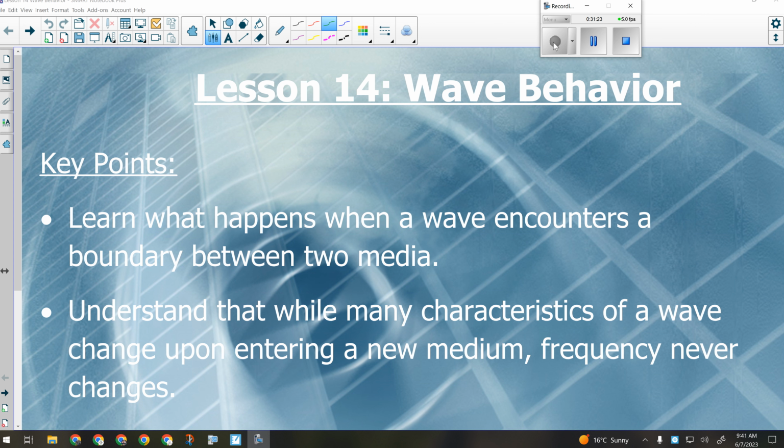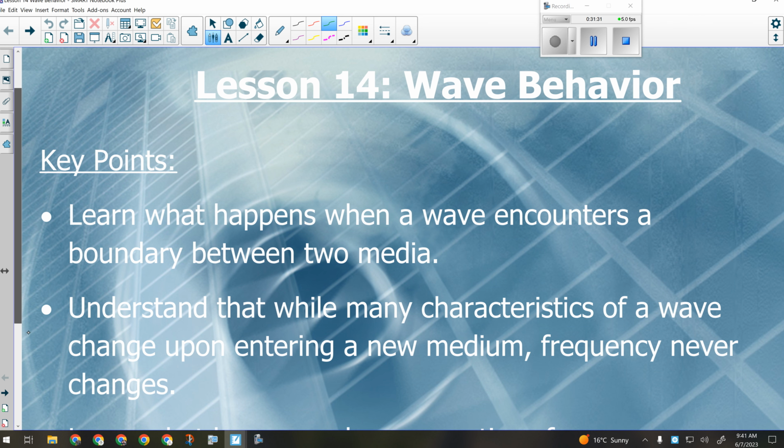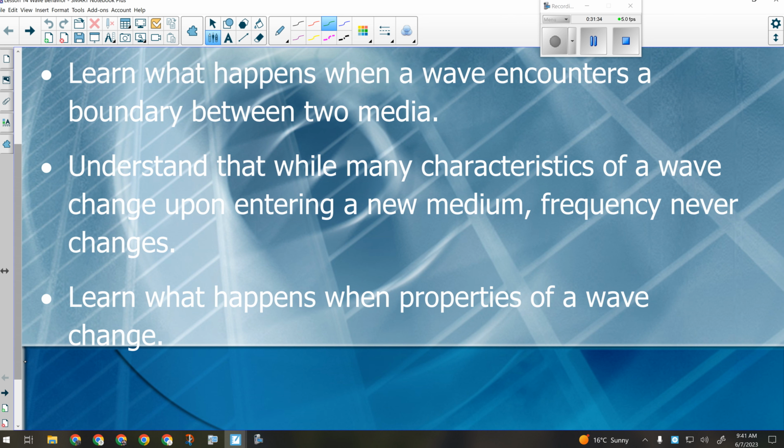So what happens when a wave encounters a boundary? Its wavelength can change, its speed can change, but its frequency will remain the same. Its amplitude will likely change as well. So that's the second point there. And what happens when the properties of a wave change? Well, sometimes it can change direction too.